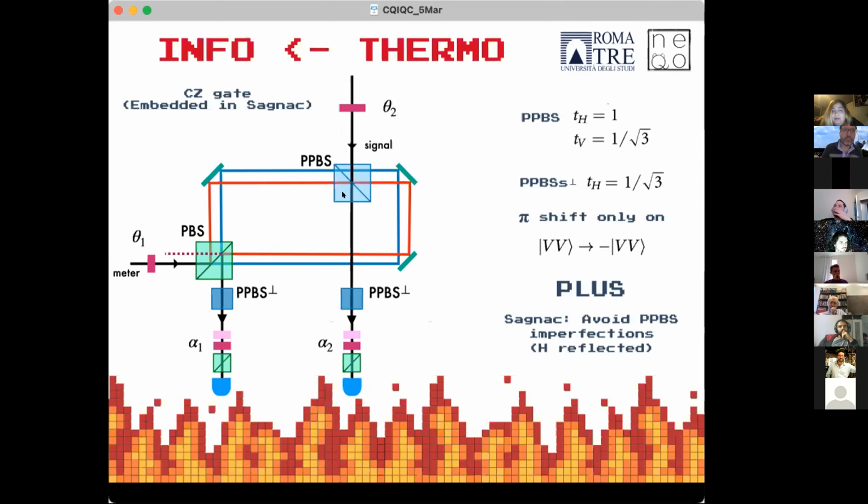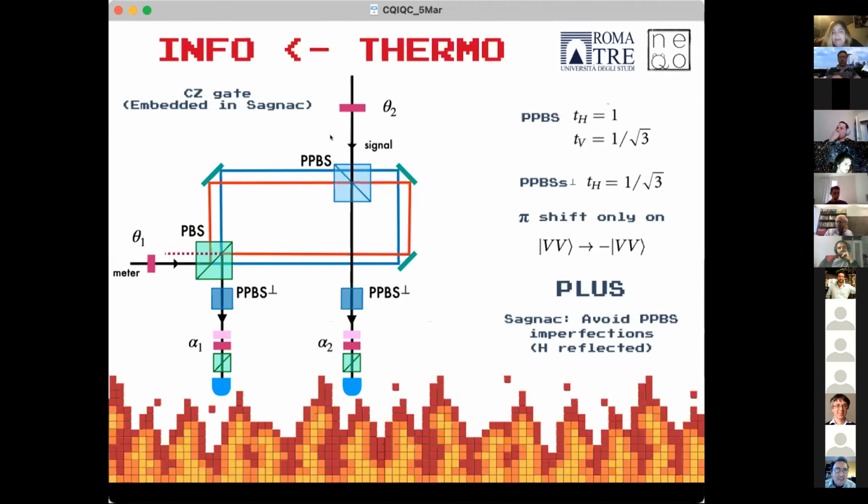So by embedding it into a Sagnac, you see that if some H component would go on this red path coming from the signal, then it gets reflected. And when it arrives on this polarizing beam splitter, instead of ending up here and being measured, it would just go through. So we will lose this component. Same thing if you enter with a meter which is H polarized: most of it would go through as it should, and the part which is reflected would be lost as well. So this worked for both meter and signal. It's just a way to get rid of the experimental imperfection that we had. But the gate works exactly as before.